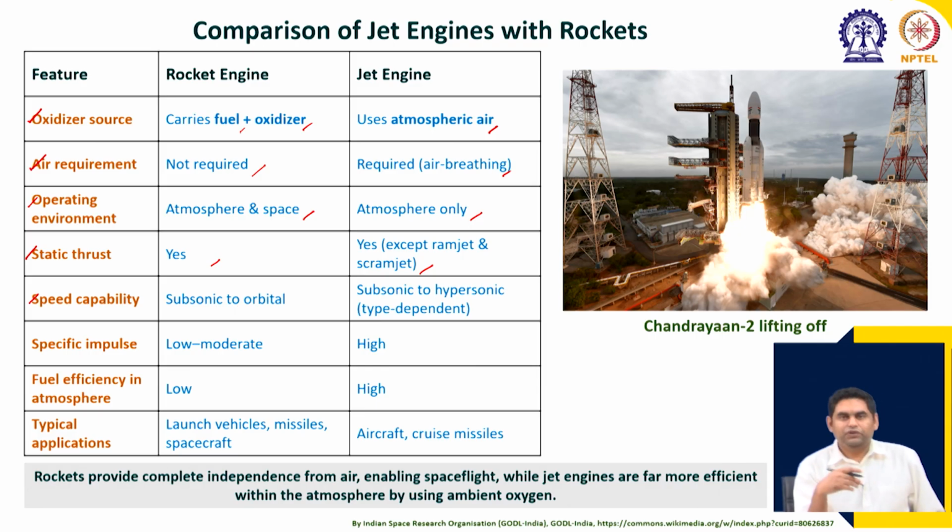Speed capabilities for rockets are from subsonic and almost 0 velocity to orbital velocity, like Mach 30, like 10 kilometer per second or even higher speed. Jet engines also start from subsonic speed, but it depends on the type of the jet engine. So, some jet engines can only fly at subsonic condition, some will fly at hypersonic condition but are not suitable for subsonic condition, like scramjet engines. Okay, till now it has not been designed to go to even higher speeds like the high speed rockets used for space vehicles. Specific impulse in rockets is low, whereas for jet engines it is high.